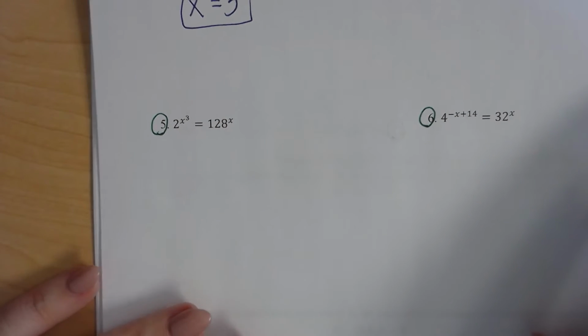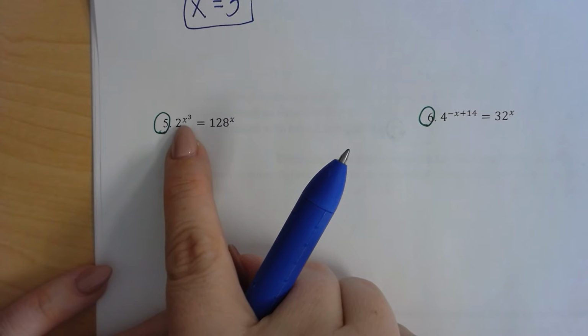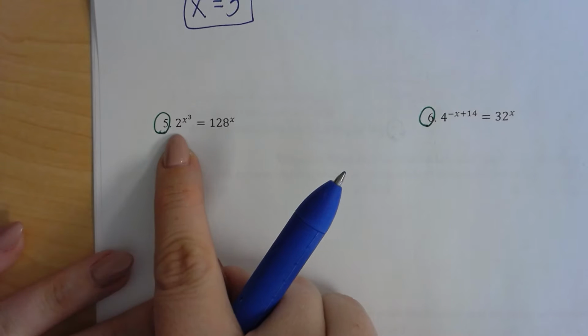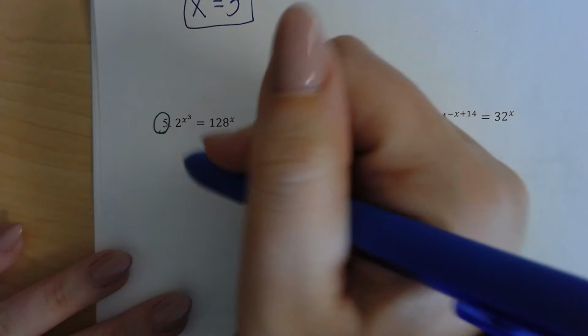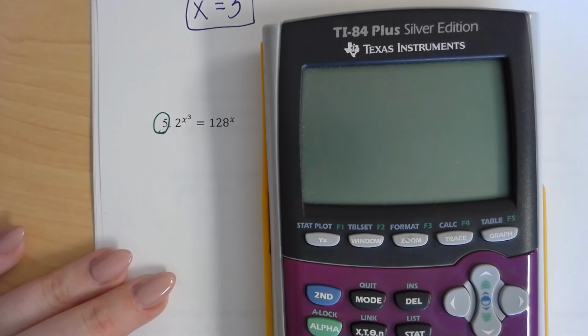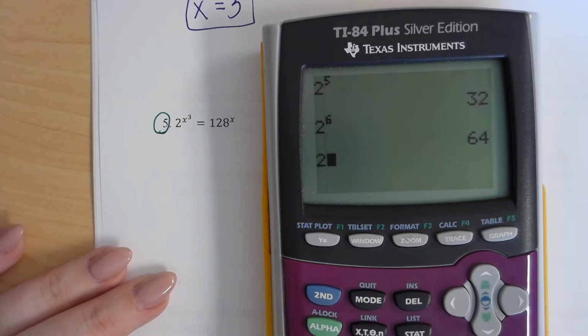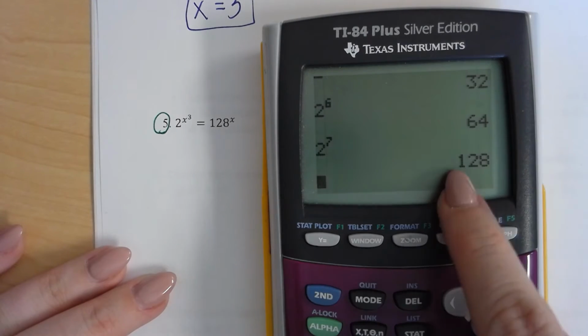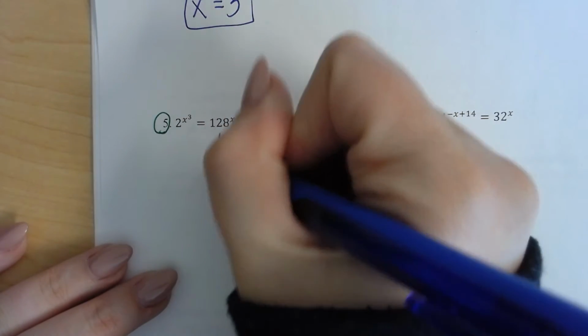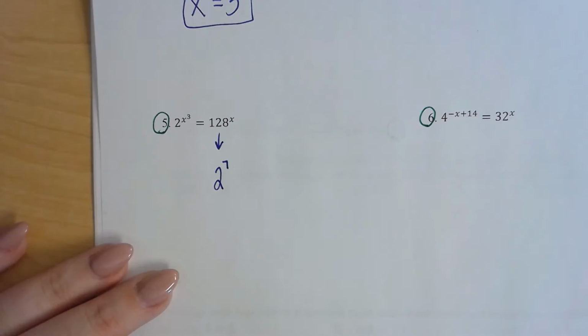Now number 5, same thing. I've got 2 to the x to the third equals 128 to the x. So I have to start by changing 128 to have a base of 2. So let's see, could I raise 2 to the something? 2 to the 5, that's 32. 2 to the 6th, not enough. 2 to the 7th, 128. So I could change 128 to be 2 to the 7th.